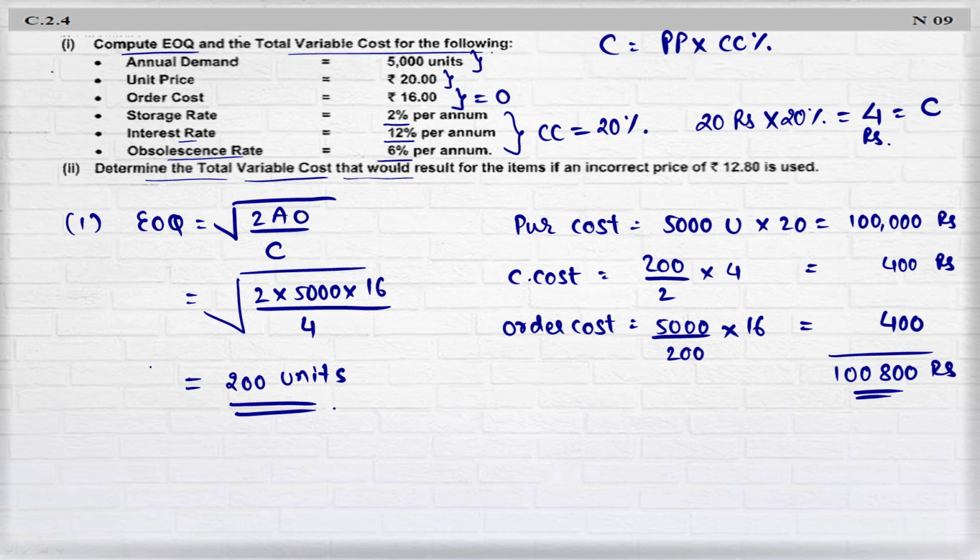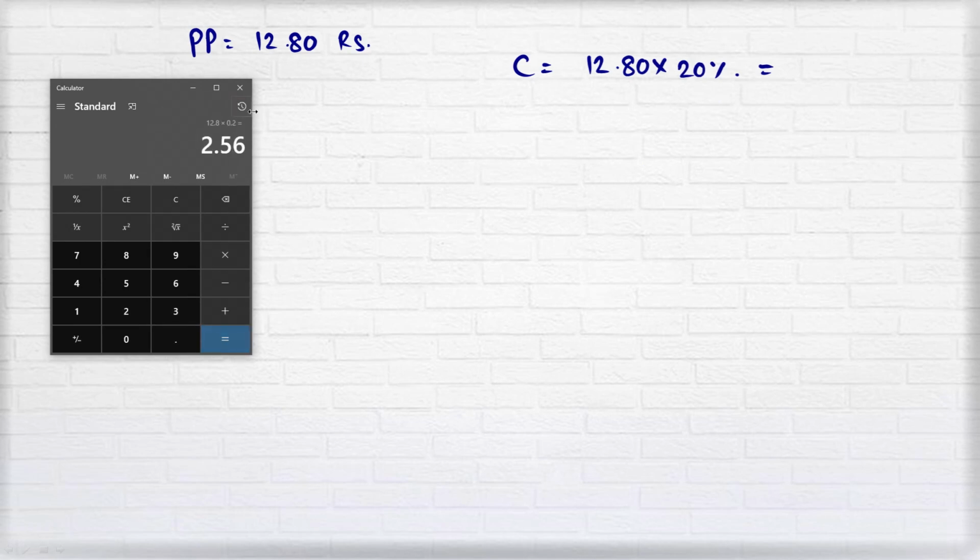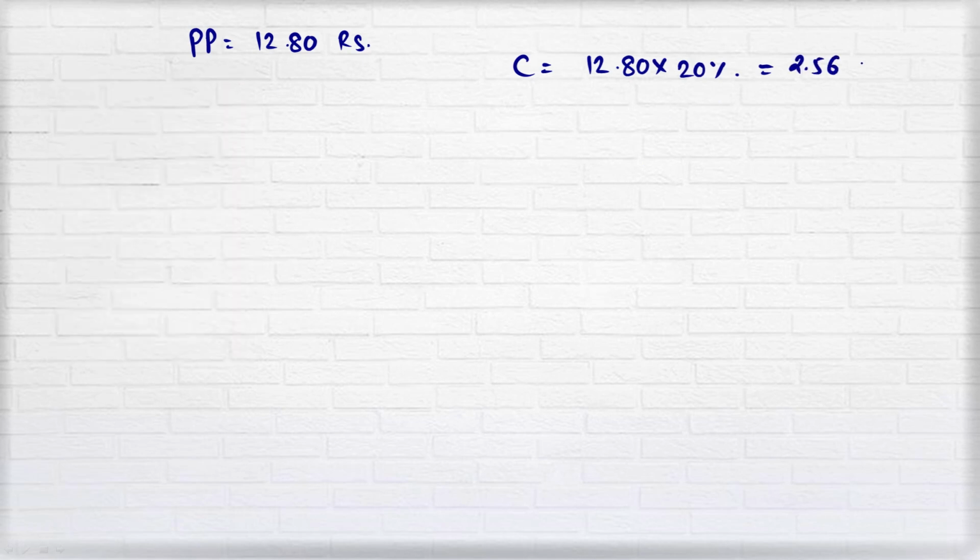Determine the total variable cost that would result for this item if an incorrect price of 12.80 is used. Instead of 20 rupees, if you have used an incorrect price of 12.80, your purchase price is 12.80 rupees. Your C will change. Your C will be 12.80 into 20% because it is purchase price into 20%. It is 2.56. But your O remains the same. O is 16.